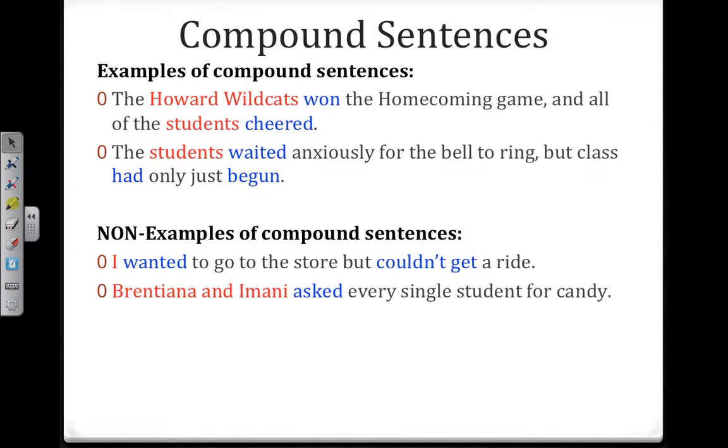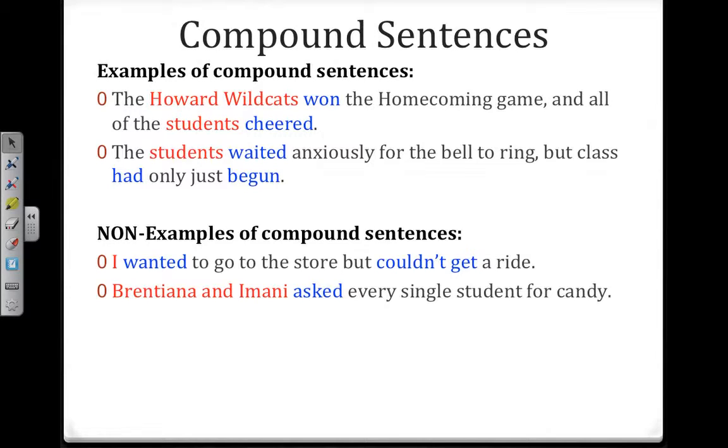In the next one, the students waited anxiously for the bell to ring, but class had only just begun. So students waited is one pair. My apologies, class should be highlighted in red. Class is my second subject. Had begun are my verbs there. So I have two pairs of subjects and verbs: students waited and class had begun.